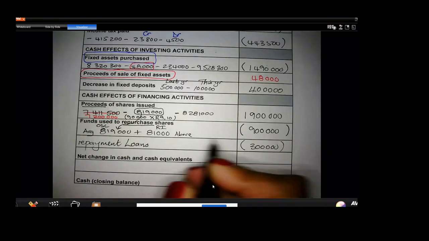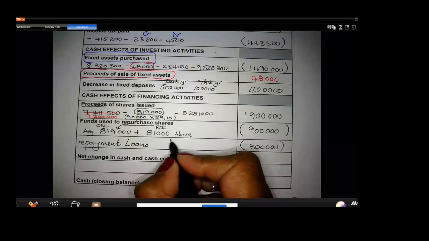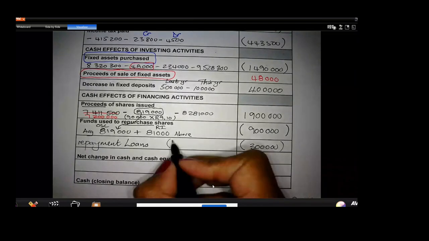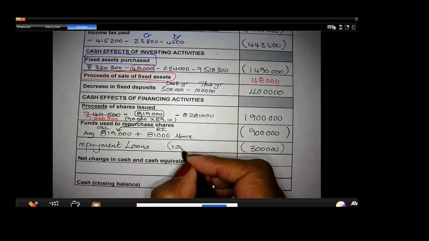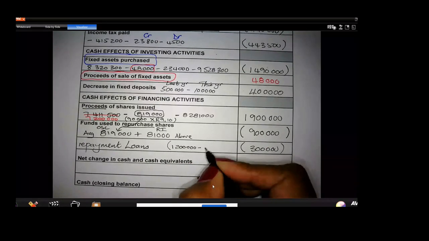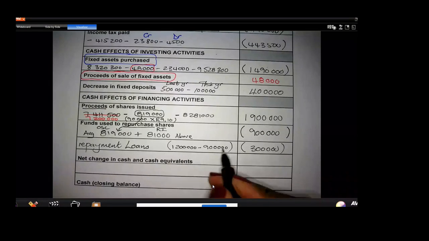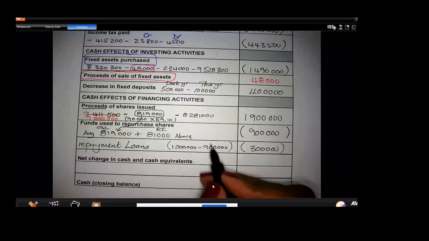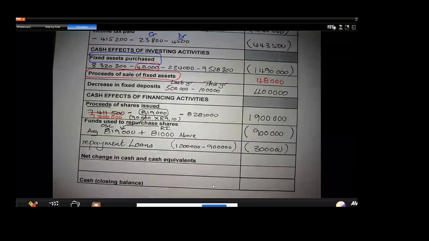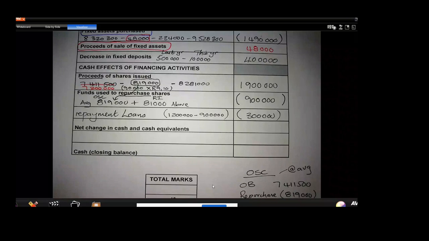How did I get that? Here it's a bit different. If I take my opening balance of 1,200,000 and I minus my difference of 900,000, it's going to give me a positive amount. But because my loan is less, I repaid it. And learners, I don't have time for anything else.